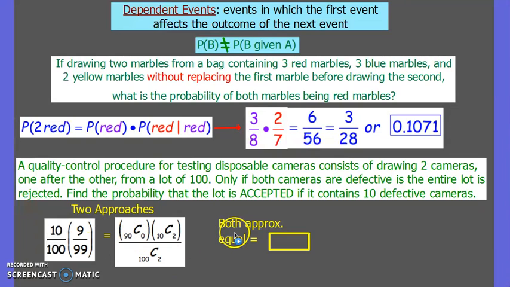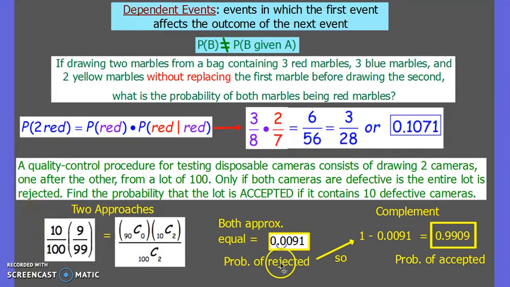Either way we look at it, we're going to get a probability of 0.0091. But now remember, that's the probability of being rejected. We wanted the probability of acceptance. So take 1 minus that, and we'll have our probability that we would accept that lot of cameras. Again, probably the best way to go.